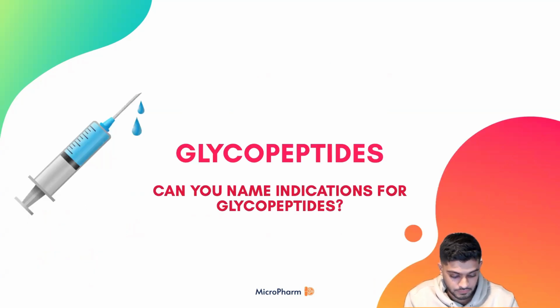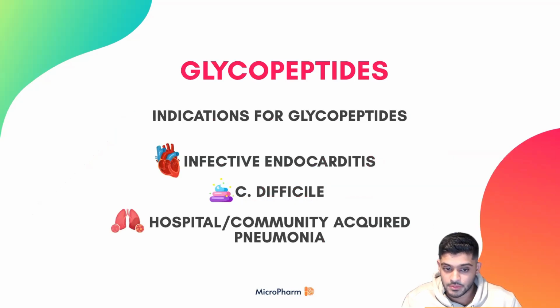What about indications? Okay, so it can be used for C. diff. It can be used for infective endocarditis as well. Or hospital or community-acquired pneumonia, in particular when MRSA is causing a problem, as it's useful for its MRSA coverage. When you're using ticaplanin, because it has such good gram-positive activity, that makes it quite useful as well.